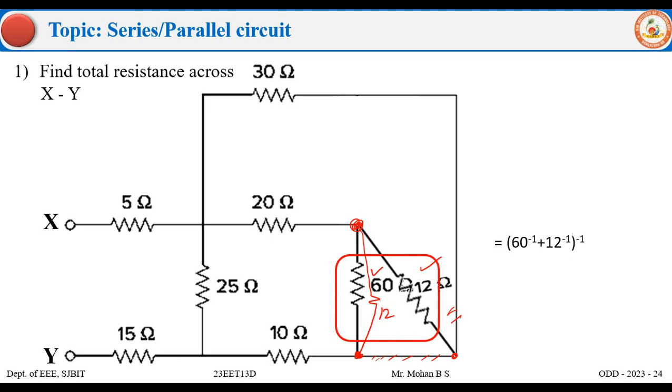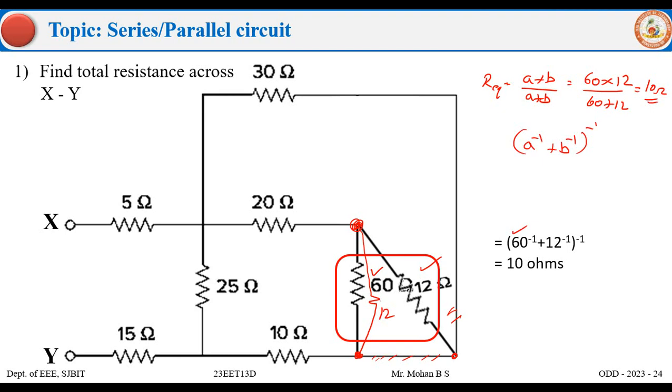Now coming to the formula. The conventional formula that you are all aware of is R equivalent is equal to A into B by A plus B, which is nothing but 60 into 12 divided by 60 plus 12, which will actually give 10 ohms. But you can also use this formula, which is nothing but A inverse plus B inverse if they are parallel, and then whatever answer you get, its whole inverse, you'll again still get 10 ohms.